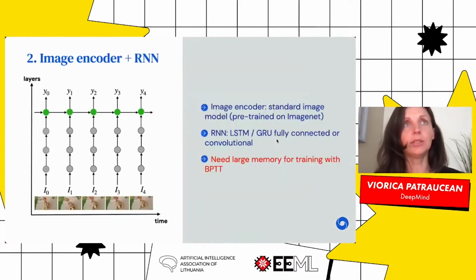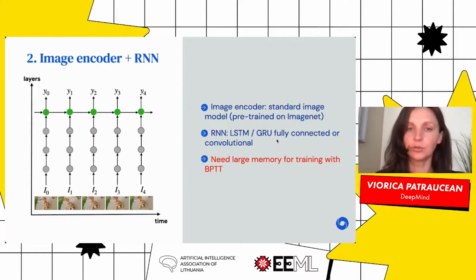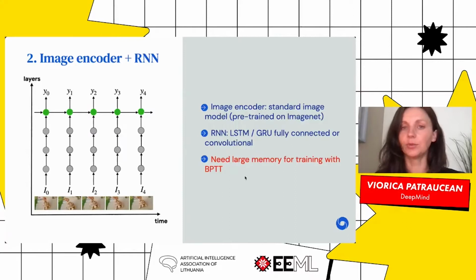So a second type of model is still really based on image models, like 2D image models, and then we attach an RNN to it, an LSTM, your favorite recurrent model, and then this can integrate information over time, and it can learn to reason about temporal features like motion. So let's say this is an improvement over the simple 2D image model that we would just apply frame by frame. The downside to this one is that it needs large memory for training with backprop through time.